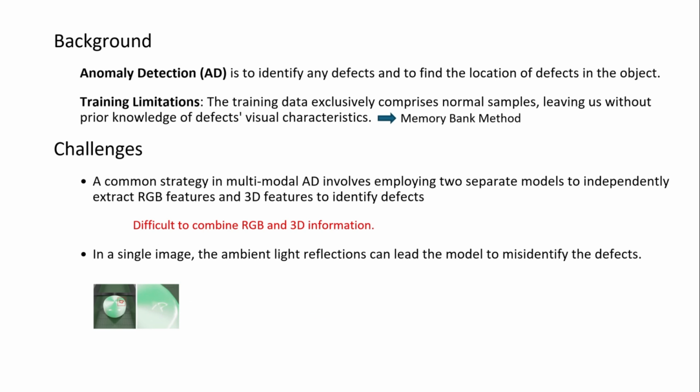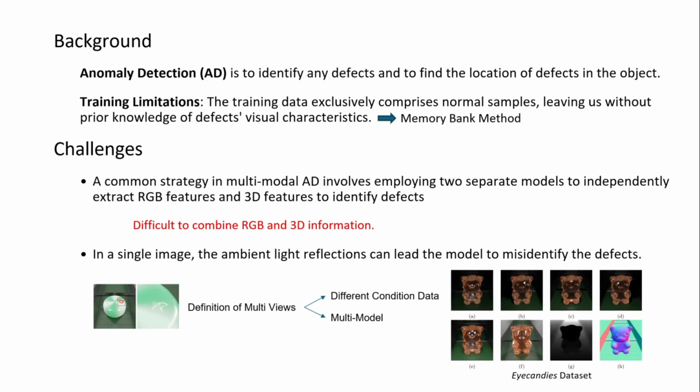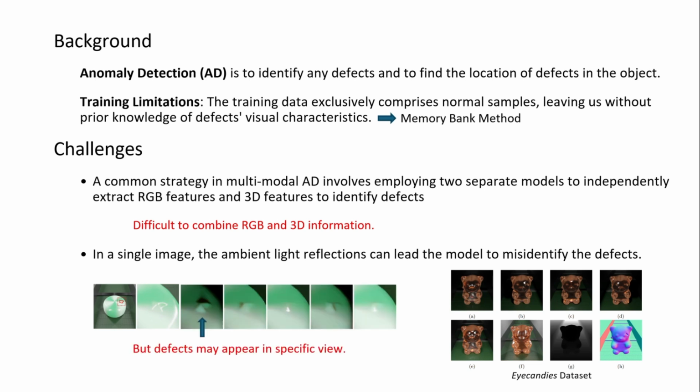So we consider a multi-view formulation for anomaly detection. Multi-view means each sample has not only one observation. It can be different conditions or multi-model. For example, in the iCandy dataset, each sample has 6 images with different lighting conditions A to F and the corresponding 3D normal map H. Although we use the multi-view dataset, the defect may appear in a specific view, so we need to integrate these 7 views in one object. Next, I will introduce how to address these challenges.